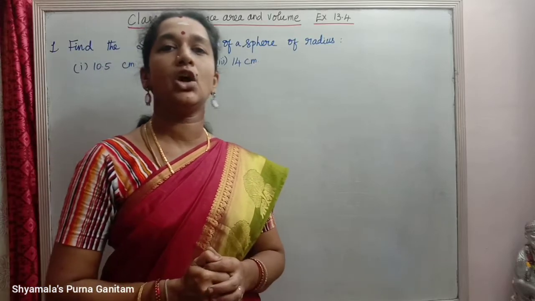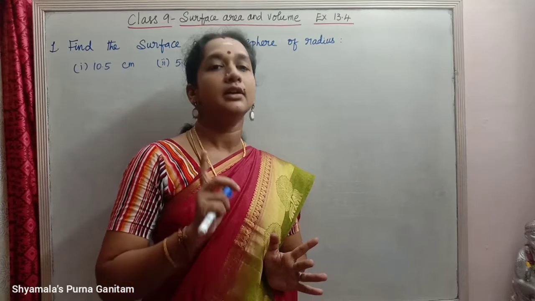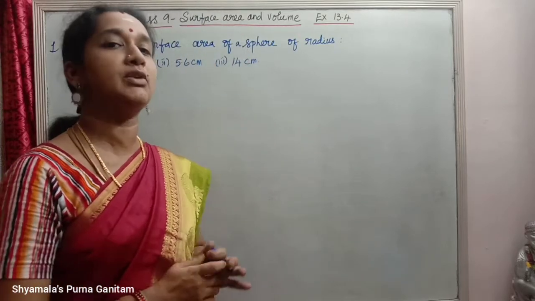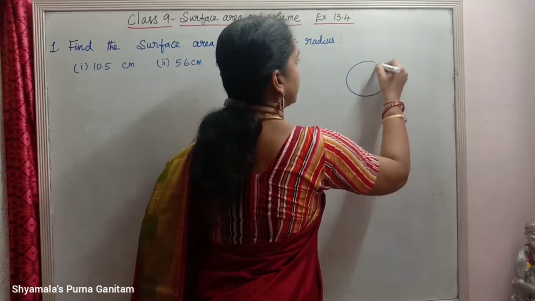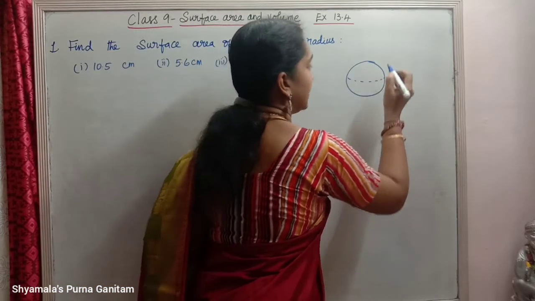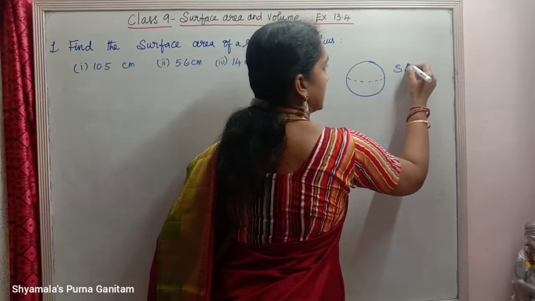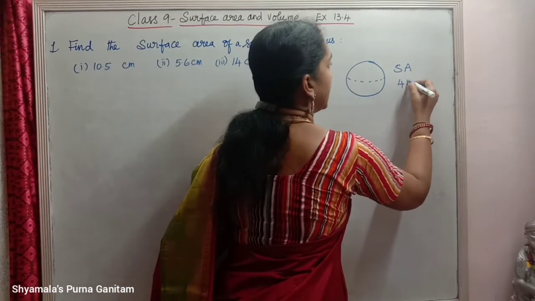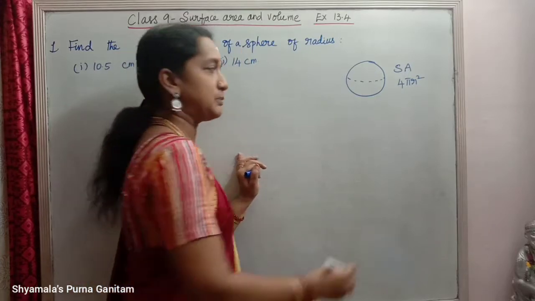Total surface area of sphere and total surface area of hemisphere, and curved surface area of hemisphere. These 3 formulas we will be using in this. So for a sphere, sphere will be like this. So for this surface area, SA, surface area of the sphere is 4 pi r square. This is the surface area of the sphere.